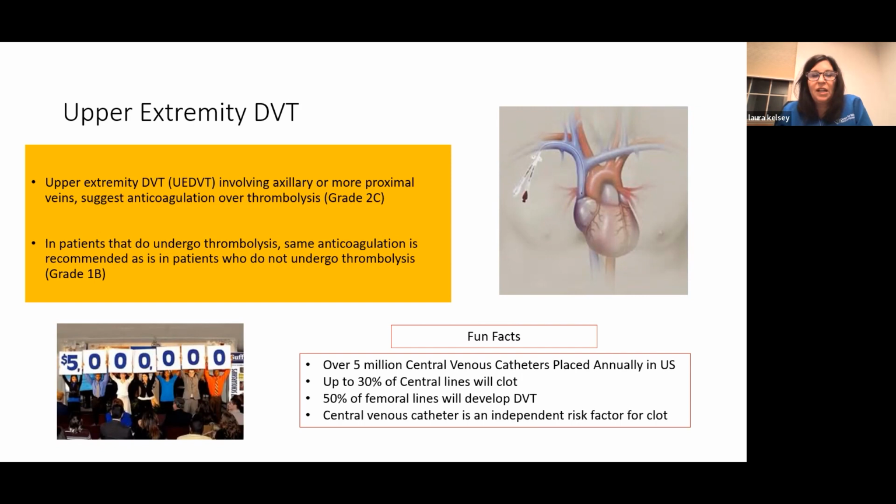When PICC lines became popular at our institution in Grand Rapids, our nutritionist, we were putting these PICC lines in under ultrasound guidance, and he found that 30% of those patients had a clot from that PICC line. 50% of femoral lines will develop a DVT, and remember, central venous catheters are an independent risk factor for clot.